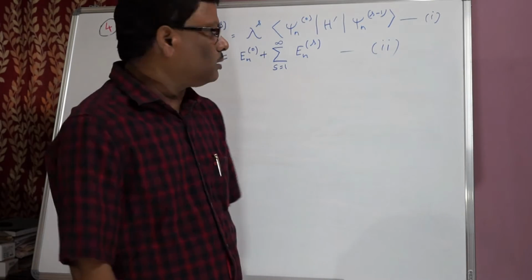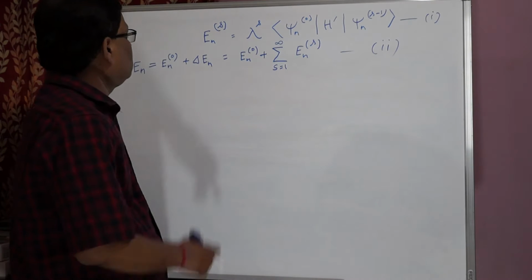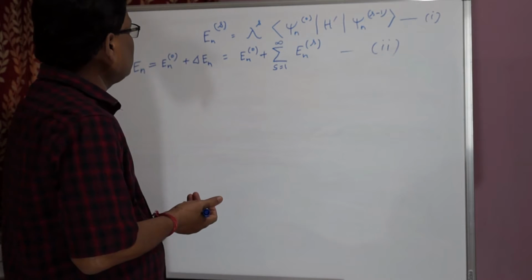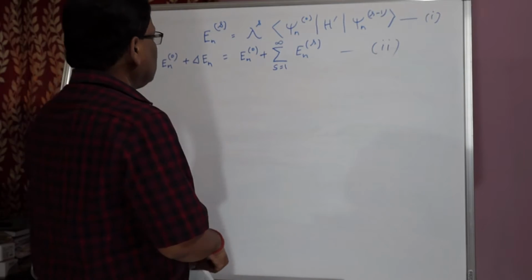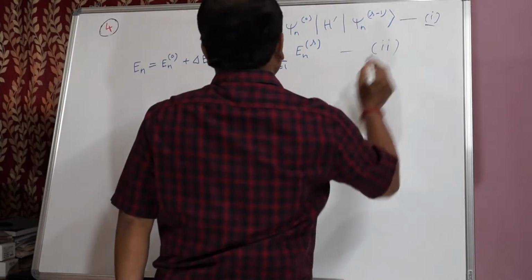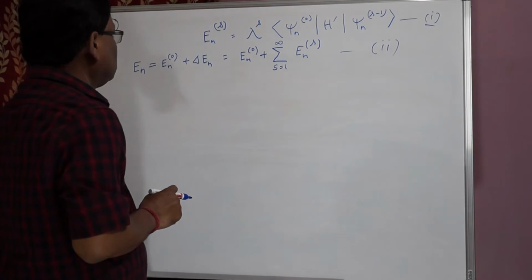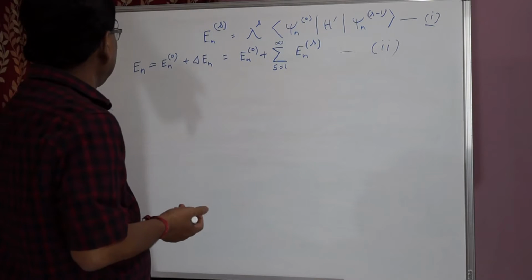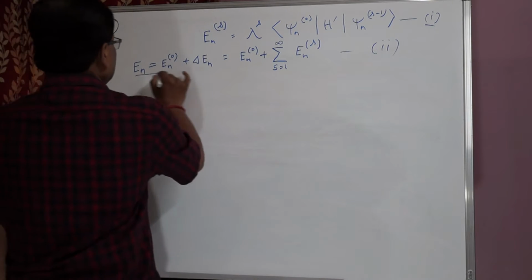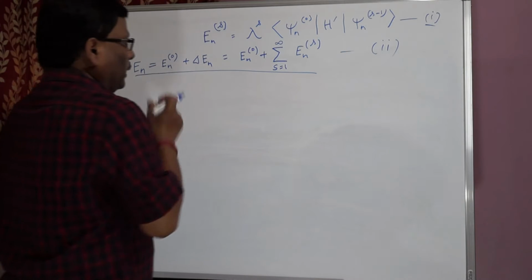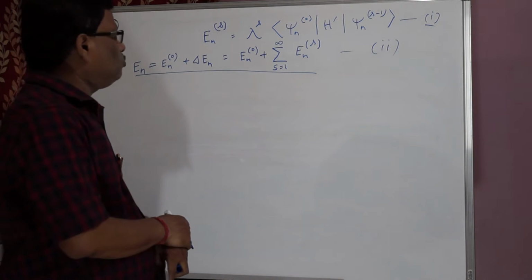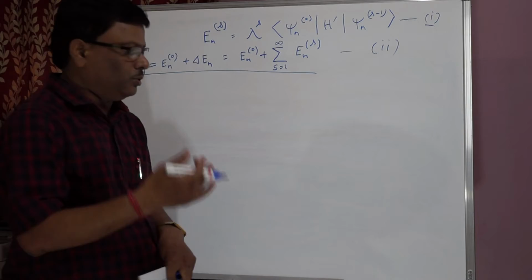In my last class, we learned the second-order correction to the nth energy level given by equation 1, and then from this equation we can calculate the nth level energy En. So this one. Today we calculate these two equations from another viewpoint.